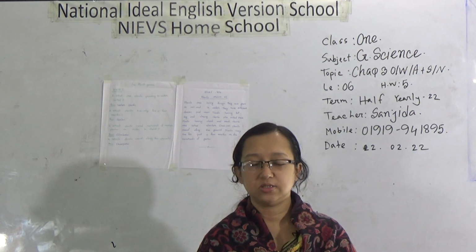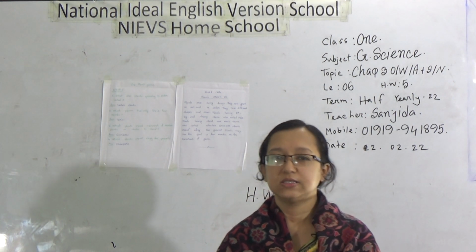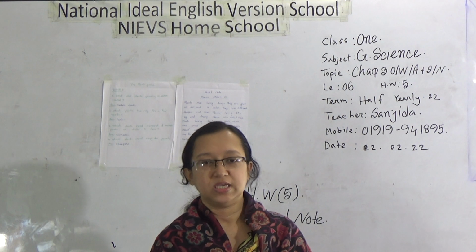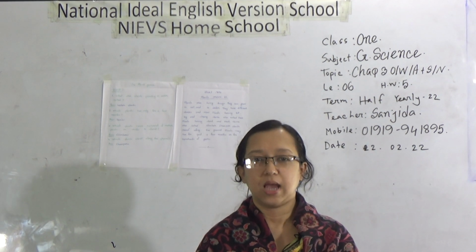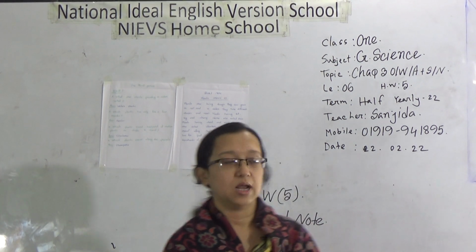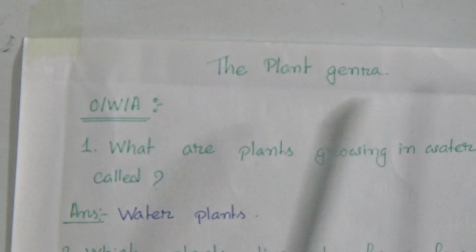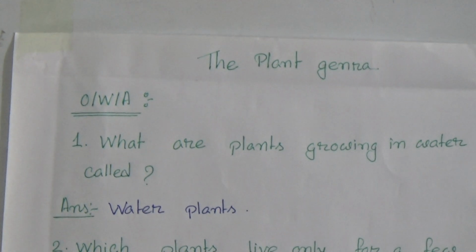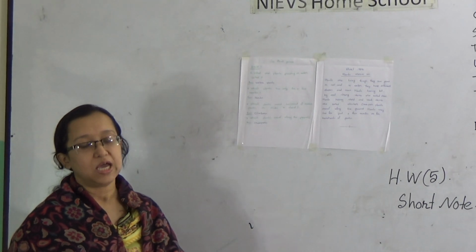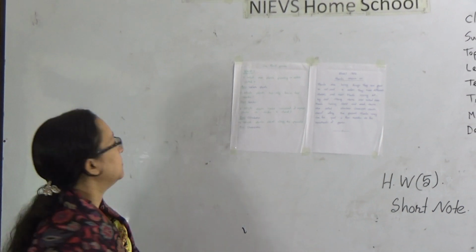Today I will take a general science class for the students of class 1, and our today's lecture number 6, and our today's class topic is chapter 3, word meaning and one word answer and short note. Now let's start our class. The name of our chapter is the plant genera. It's chapter 3 from our book, and in our previous class we read this chapter and did the exercise. Today we will read one word answer from this chapter.